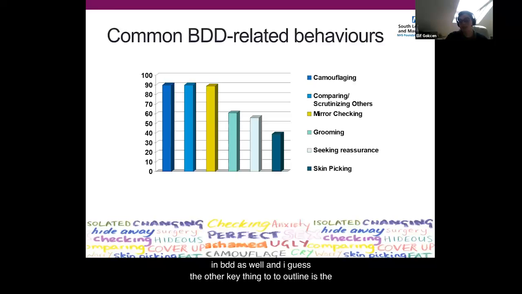And I guess the other key thing to outline is the level of avoidance that can be present in BDD as well. This can range from avoiding coming into contact with other people, and that could be by stopping going to school, stopping going to work, or joining family occasions. It could be avoiding mirrors and all sorts of reflective surfaces. So it might be that people in their homes might not have mirrors up, and they've removed them because it's too distressing, or they've even removed, for example, pictures of themselves from around the house. So there's a range of behaviours that we can see in BDD.